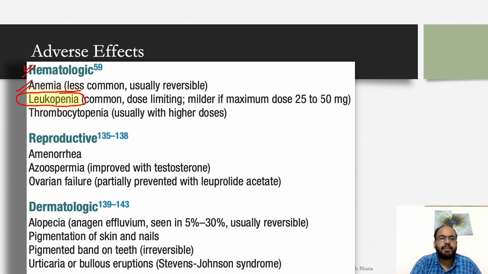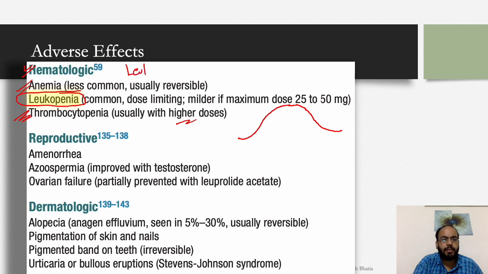It starts by the 5th to 6th day and gradually recovers if the dose is lower or not that high, and the duration of treatment with cyclophosphamide is not prolonged. It might start to recover after stopping the drug, roughly around 15 to 20 days. With higher doses, thrombocytopenia has been reported. So remember that the most common blood-based side effect is leukopenia.